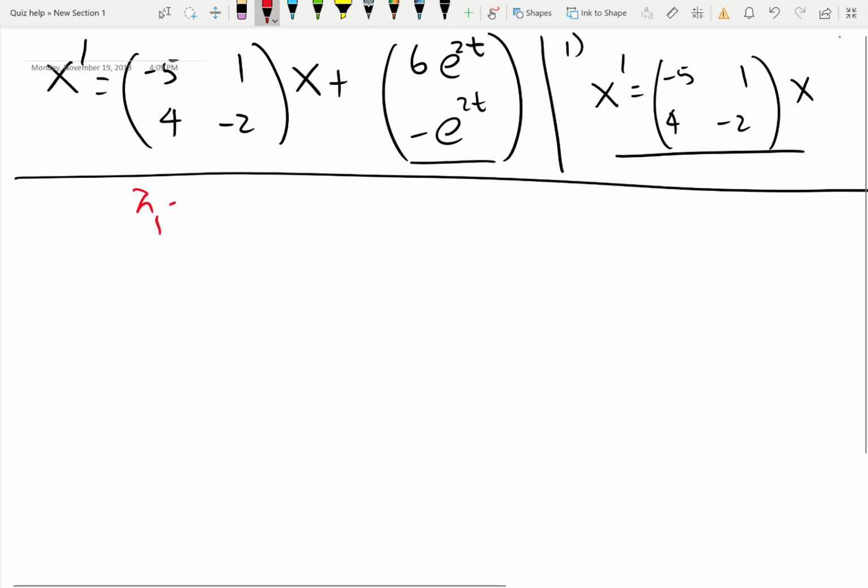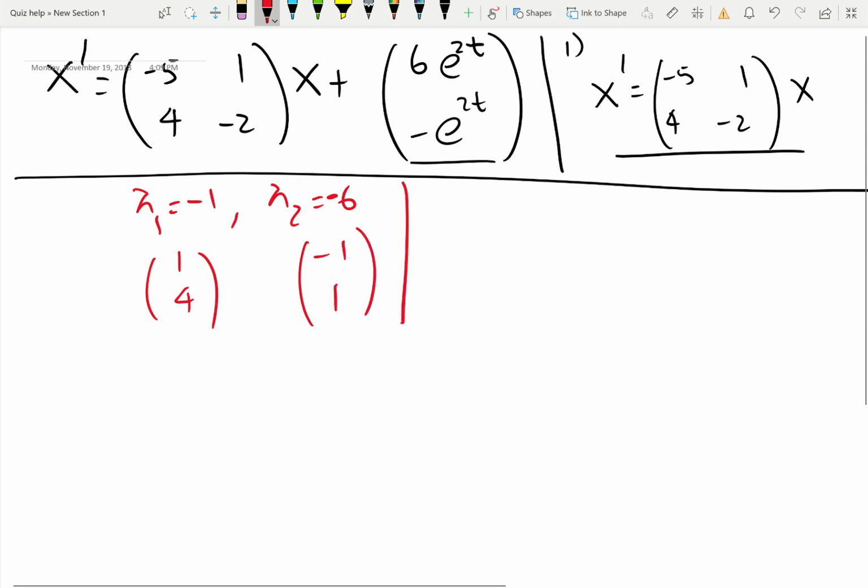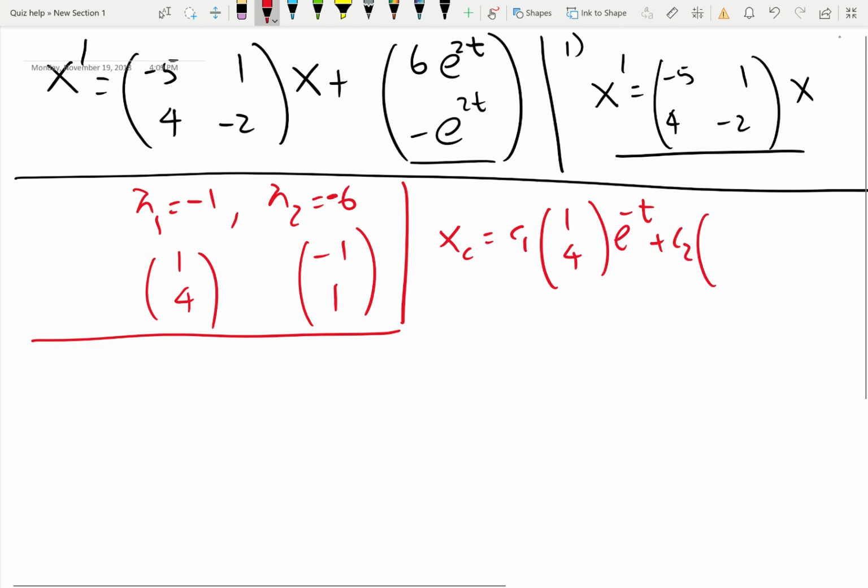So lambda 1 is actually negative 1. Lambda 2 is negative 6. The eigenvector here is (1, 4) for this one, and for this eigenvalue, negative 6, it is (-1, 1). So then I can write the complementary solution: C1 (1, 4) e to the negative t plus C2 (-1, 1) e to the negative 6t. This is what you first want to do.